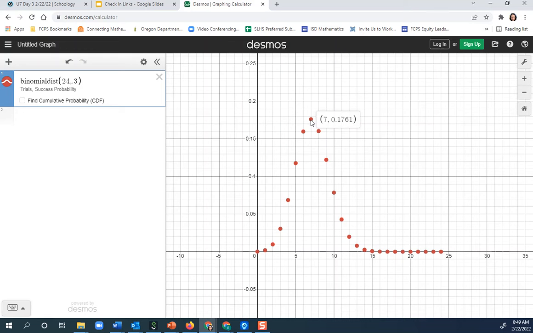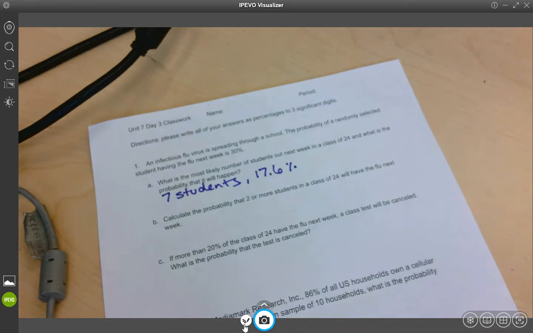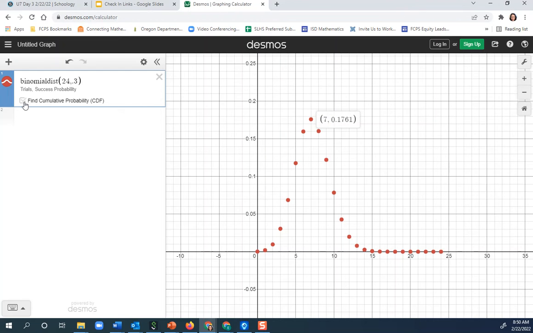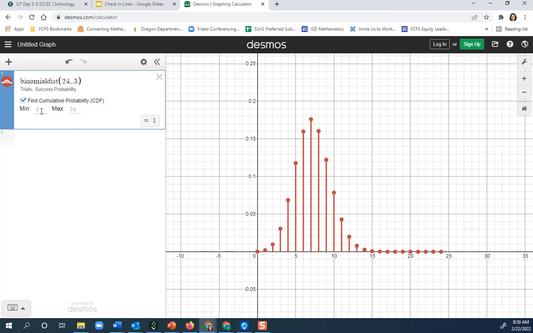And the probability, instead of writing 0.176, I write what percent? 17.6%. Very good. Okay. So let's go back here. Calculate the probability that 2 or more students in a class of 24 will have the flu next week. So we go back to Desmos and check the find cumulative probability. And we want 2 or more, so that's 2 to 24. And you've got 0.997. We're going to round that to 99.8%.